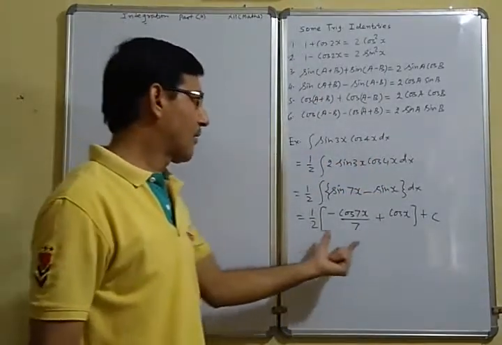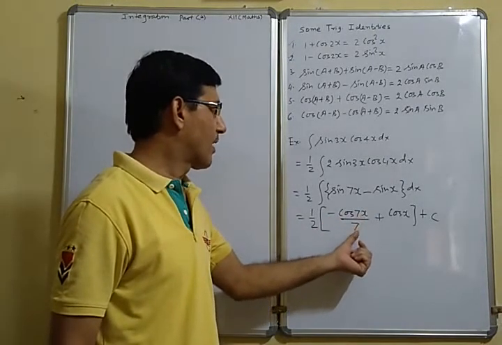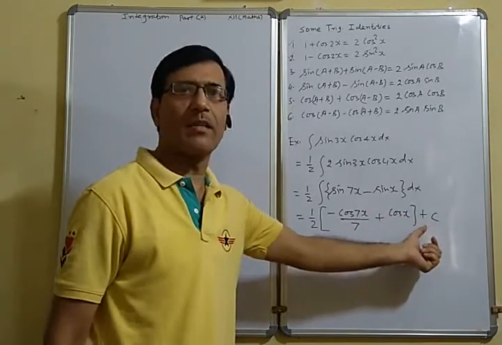So this is the result. We will simplify it: 1 by 2 times minus cos 7x by 7, and here minus minus is plus, so it becomes cos x plus c.